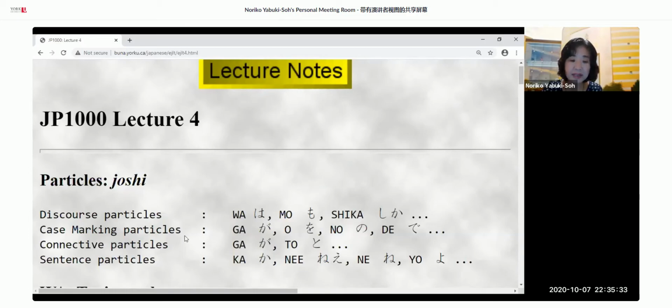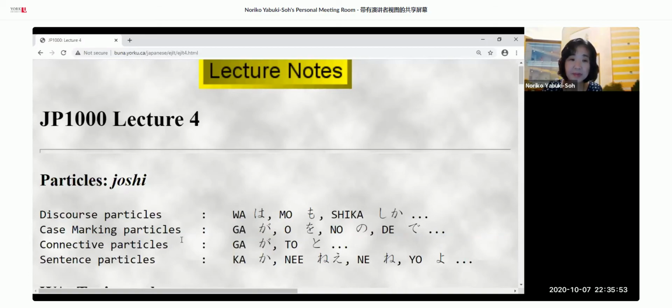The second one is case marking particles that function at the sentence level, such as the subject marker ga, object marker o, possessive no, and dynamic locative de, which indicates the place of action, as in Sakura de.